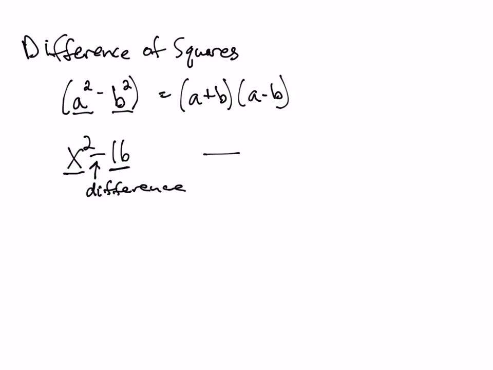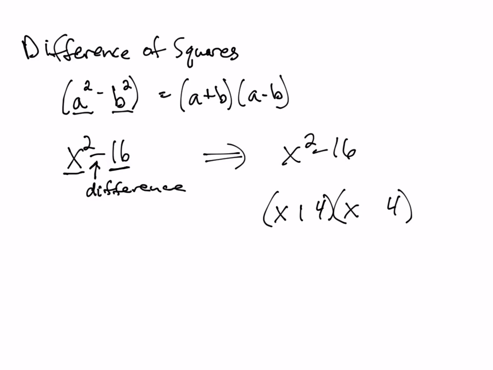Okay, so to factor this difference of squares, x squared minus 16, all we do is we need to figure out, well, what's the square root of x squared? Or what times what equals x squared, and it's x times x. Then we think what times what is 16, that's 4 times 4. And then we make one of these a positive and one of them a negative.